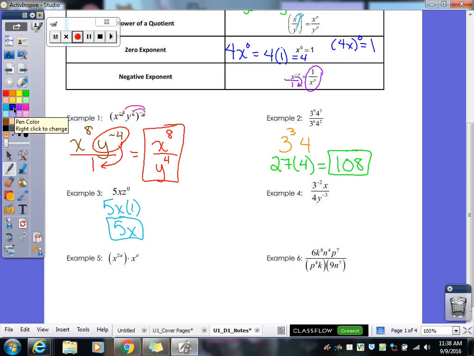Okay, example number 4, do we have any like bases? No. I got a base of 3, I got an x, I got a 4, and I got a y. So I can't use any of our rules up above because we don't have any like bases. So what I have to do though is I see a negative exponent here, so I need to move that one down to the bottom. And then my y has a negative exponent, so I'm going to have to move that one up to the top. It goes both ways. So in our numerator, the x is still there, but I'm going to add to it the y, and it's now to the positive 3rd because I moved it.